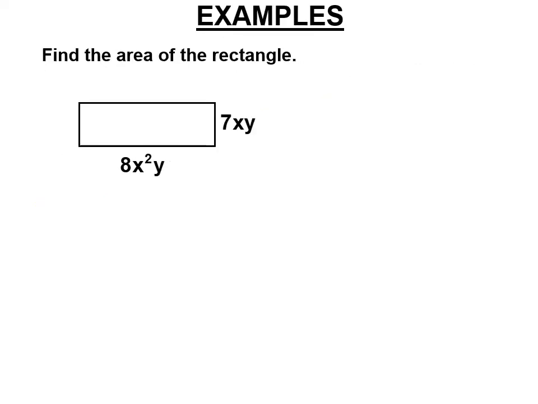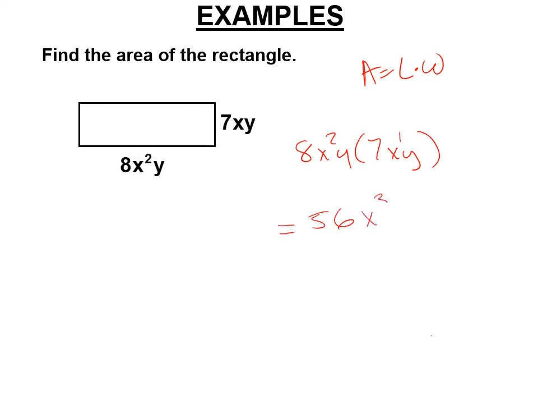Right? How do you find the area of a rectangle? Length times width. So this is 8x squared y times 7xy. So you would multiply 8 times 7, 56. You add the exponents to get x cubed, y times y, right? y squared. So the area of this, right? x and y are some missing information, will be 56 times x cubed, if we're ever told what x is, times y squared.